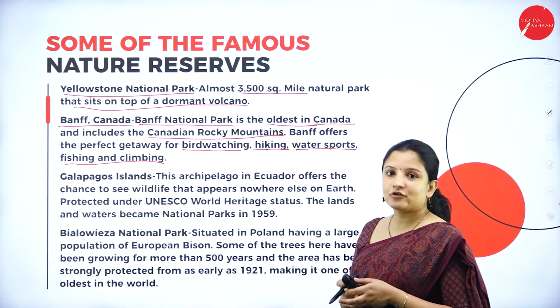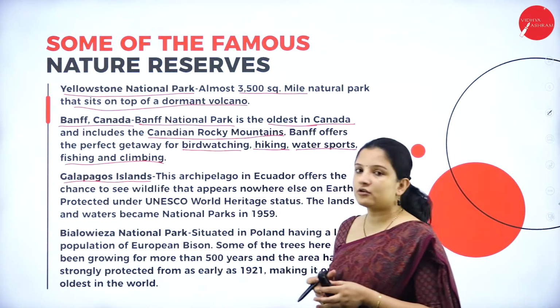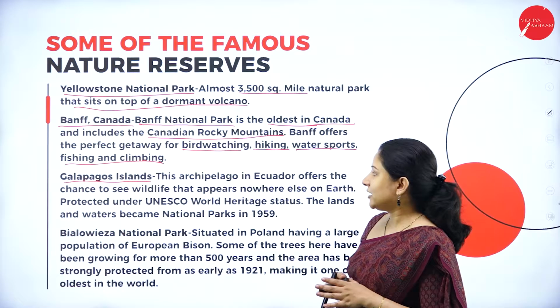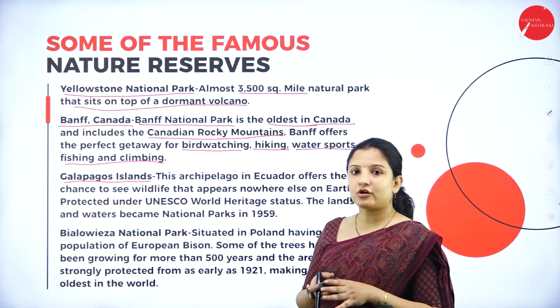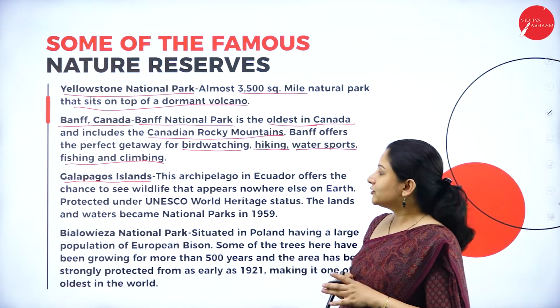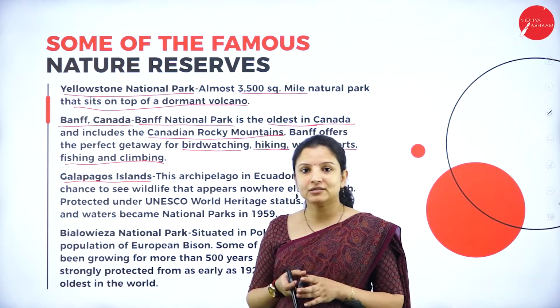Next is the Galapagos Island. Galapagos Island is actually very famous. Why? Because Darwin visited this particular island, and it is famous for a particular tortoise, the Galapagos tortoise. There is a story behind this tortoise actually. Now the tortoise is not there, it's extinct.